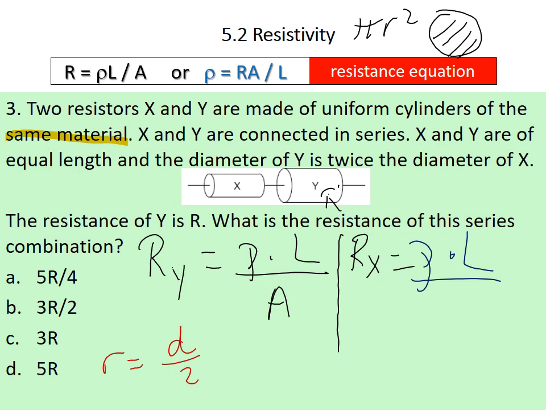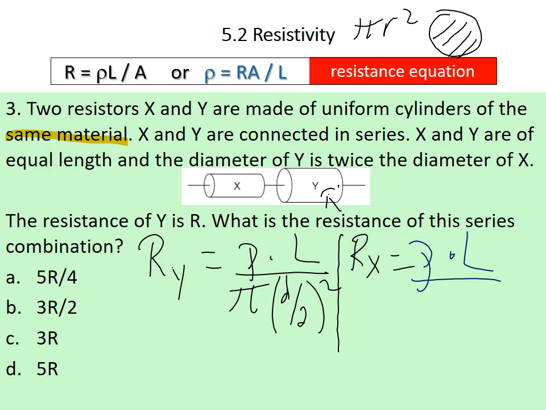So just allow me to expand the R sub y equation. I'm going to replace A with pi r squared because the cross-sectional area is pi r squared. And then I'm going to go one step further and replace r in my R sub y equation with d over 2. And let's see how that looks. Now if I square r, I have to square both the d and the 2. So don't forget that. So d, the diameter, over 2 squared.